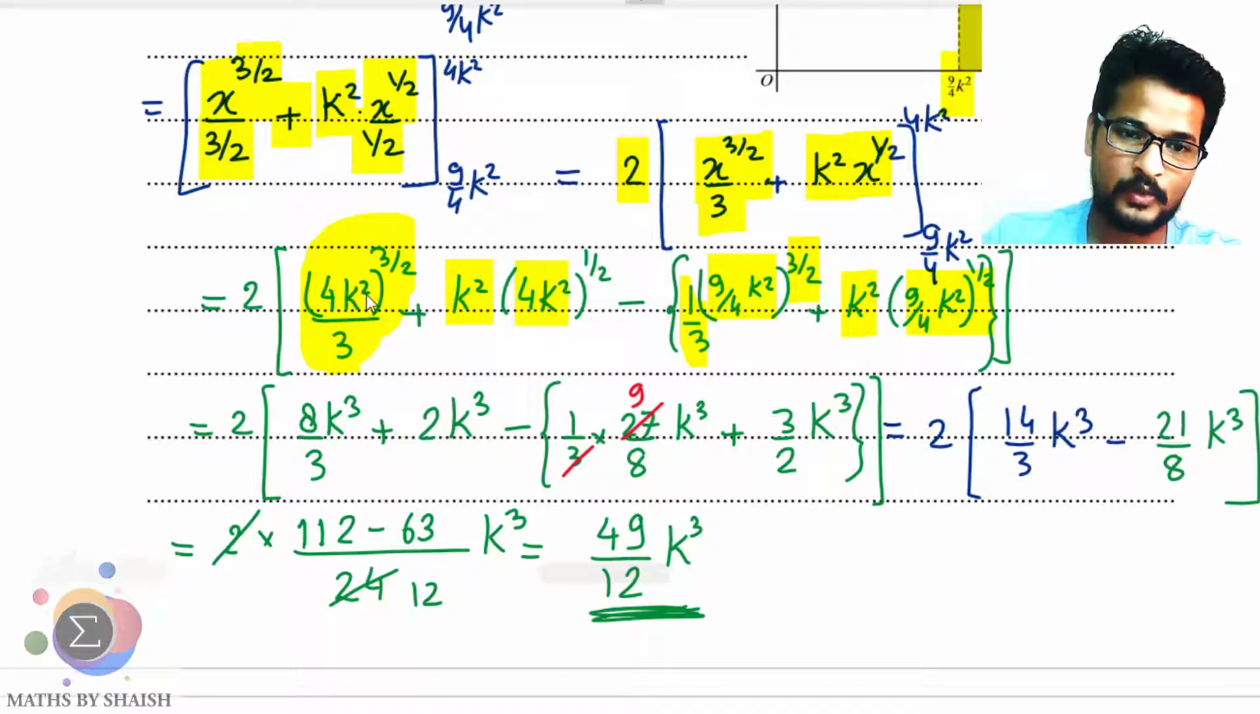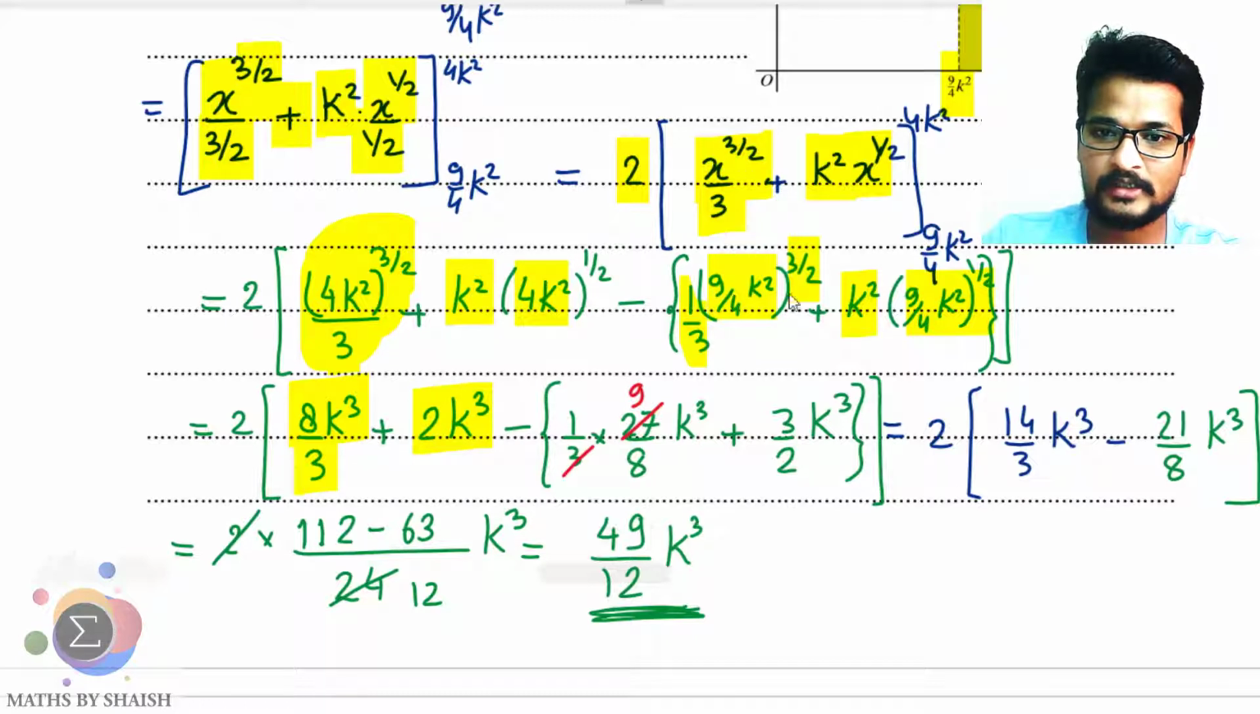So the square root of 4k square is 2k, the cube is 8k cube upon 3. The square root of 4k square is 2k, and k square multiplied by 2k becomes 2k cube, minus here again the square root of this is going to be 3 by 2k, and then the cube of it is going to be 27 by 8 k cube, and then we can cancel this, 27 by 3 it is 9, and here it is again a square root, so 3 by 2 k, and then k square multiplying, so it becomes k cube. So we can see now everywhere there are k cubes, so we will simplify one by one.